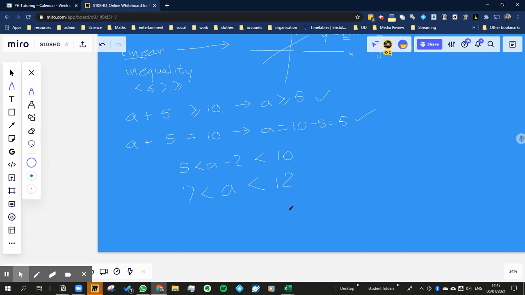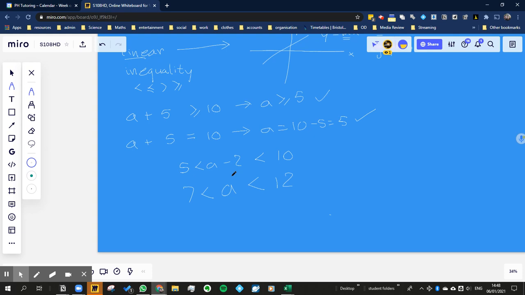So those are the two main things you need to understand about inequalities. First one, if it's like this with just one inequality symbol in the equation, you would just work with it the same as the other one. And the second one is how to do it if there's two inequality symbols.